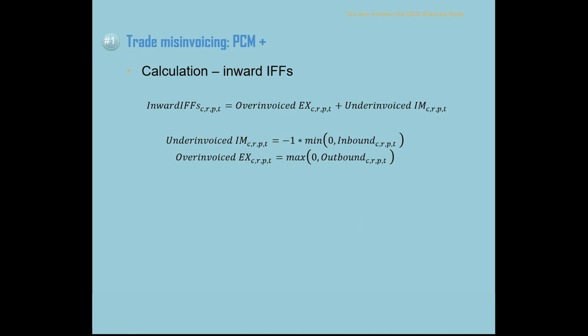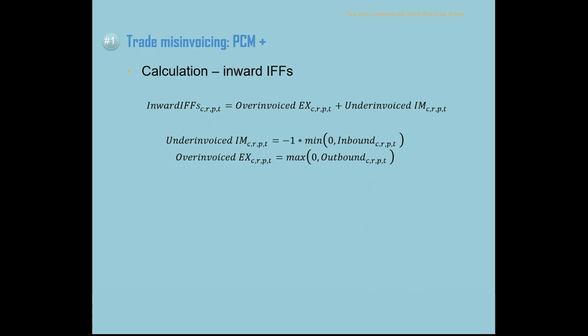So now the final step is essentially to calculate the inward and the outward illicit financial flows. Now, if we look at the inward illicit financial flows first, unlike, let's say, regular trade, when a country is importing goods, that would mean the outflows of money. When we discuss illicit financial flows, things become a little bit more complicated.